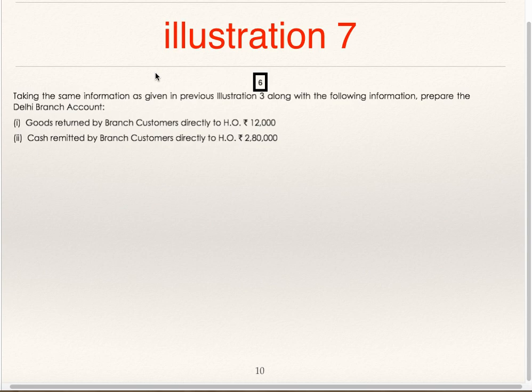Now we'll go to illustration 7. Taking the same information as given in previous illustration 6, 3 is printing mistake. Along with the following information, prepare Delhi branch account. We have already solved illustration 6. Only 2 additional pieces of information you are supposed to take and solve the same illustration.